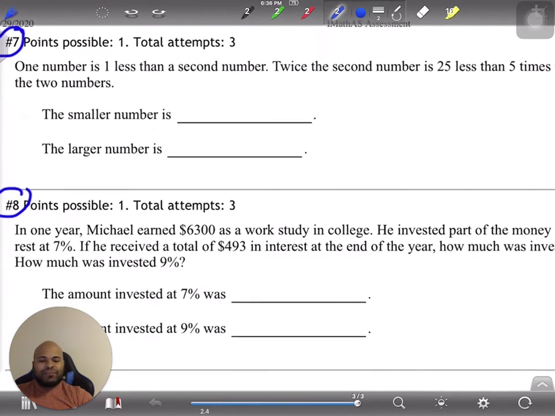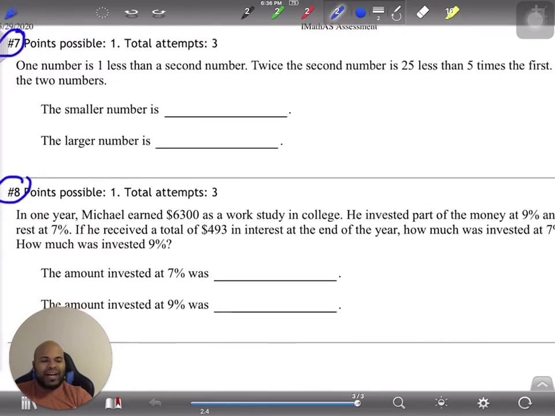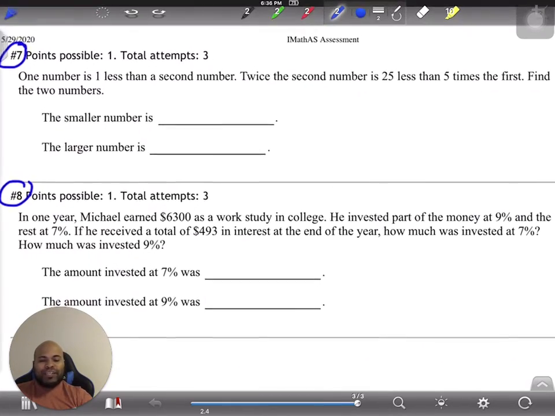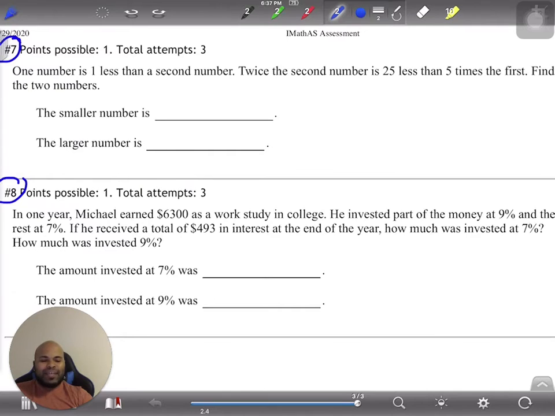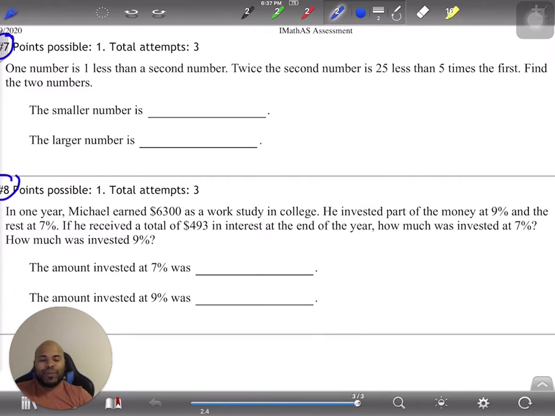Number 7. One number is 1 less than a second number. Oh my goodness. Twice the second number is 25 less than 5 times the first. Find the 2 numbers. Every time that I read this, it's like a riddle, okay? So I'm going to teach you right here, right now, live, how to solve a math riddle like this. Basically, you have to translate English to algebraic expressions, do it sentence by sentence, and do it in order.